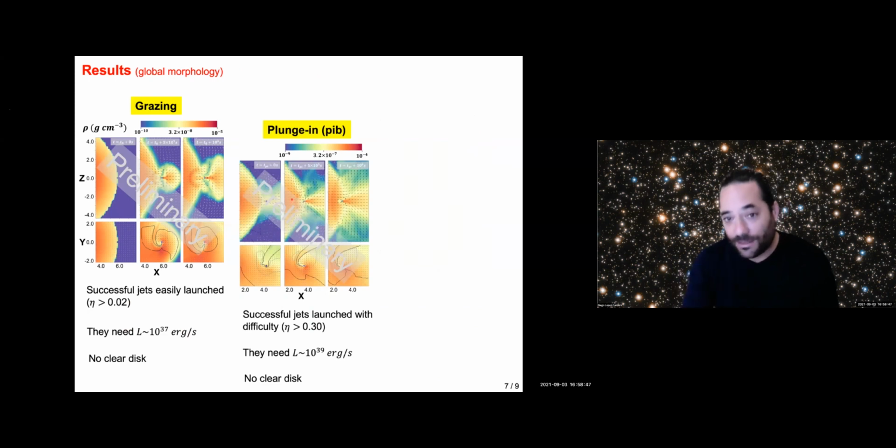When we are in the beginning of this plunging, launching successful jets is more difficult. You need higher efficiencies, independently of whether it's the constant powered jet or the self-regulated jet. Here, the jets need nearly 2 orders of magnitude more luminosity. And still, we do not see any clear accretion disk formed around the main sequence star.